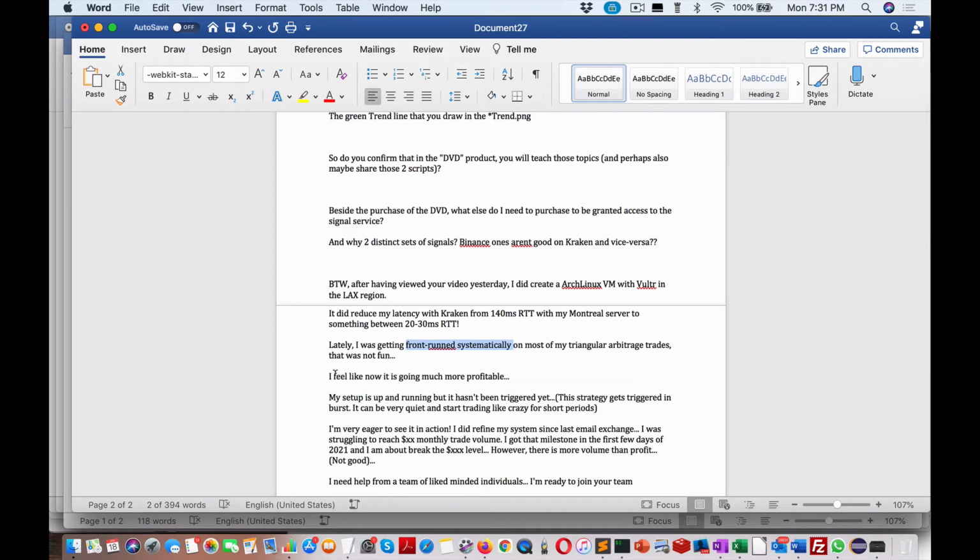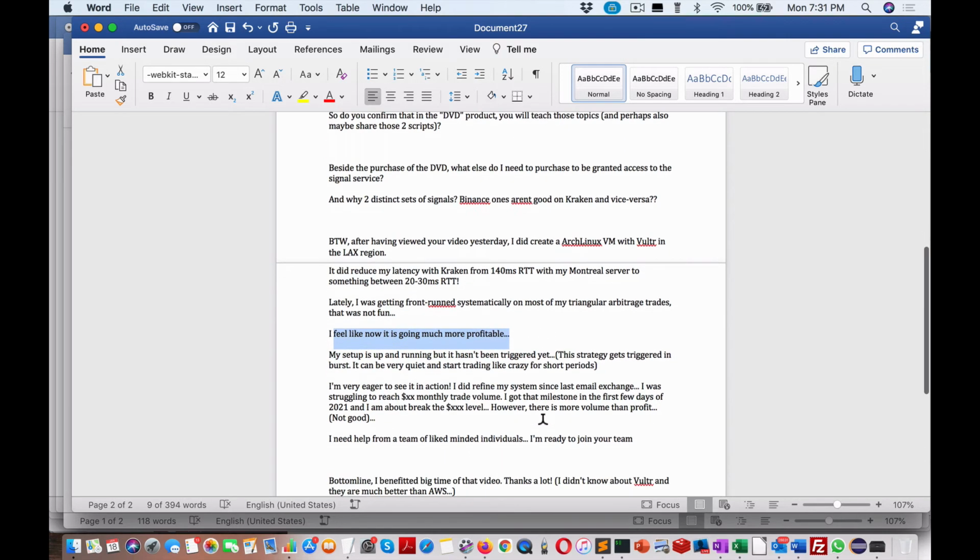Now, I feel like it is going to go much more profit. I will tell you, when you trade like this, you'll see a night and day difference. Massive. My setup is up and running, hasn't been triggered yet. I don't know if you're using arbitrage, it's probably because it's just oscillating around a certain level, and I don't know how you trigger the events, but I wouldn't be surprised that's the case, because you don't have the upward momentum like you had between November and maybe up to a week ago. This strike gets triggered in bursts, and it can be very quiet and then start trading like crazy for short periods. Yeah, I've experienced the same thing, especially when you have momentum there.